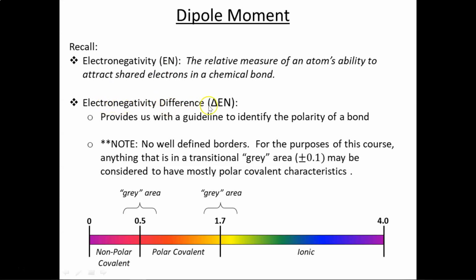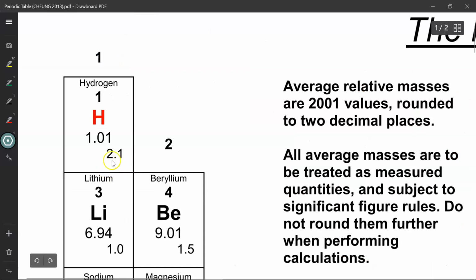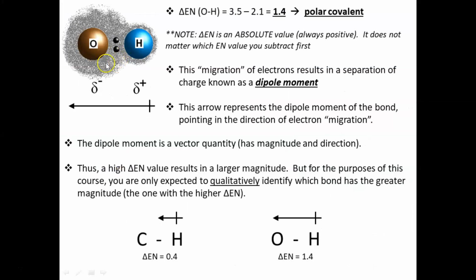Electronegativity difference, on the other hand, delta En, provides us with a guideline to identify the polarity of a bond, so how much charge separation is there between the two atoms. So oxygen, for instance, has an En value of 3.5, while hydrogen has an En value of 2.1. As such, oxygen, with its higher En value, will pull the electrons in the chemical bond closer towards its nucleus because it has a greater attraction, and thus this end of the molecule is going to have a slightly negative charge, leaving this end, since it has less electrons hanging around it most of the time, slightly positive.